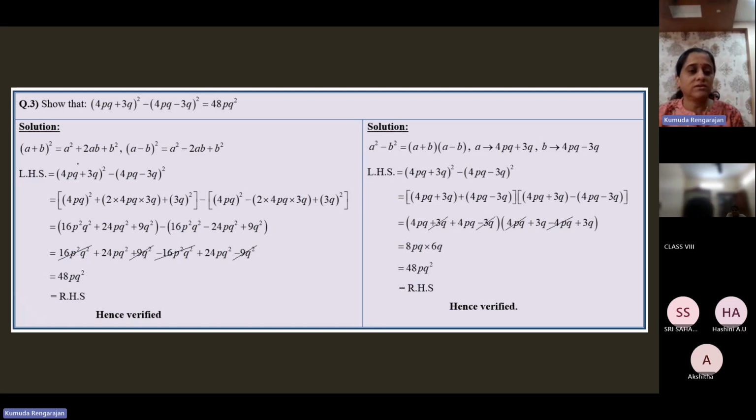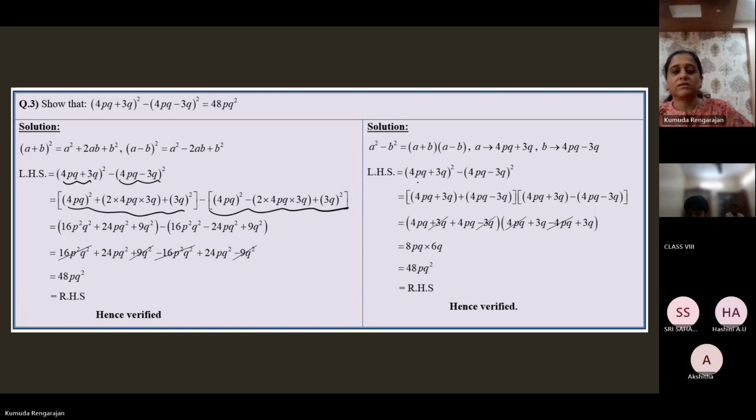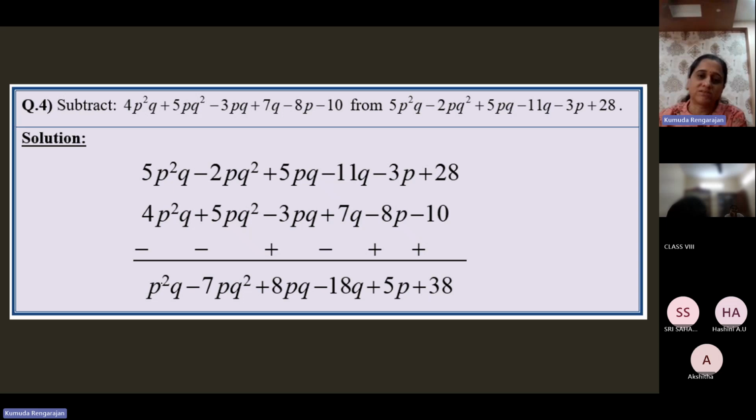Okay, so here in the first column, that is in the leftmost column, I've worked it using a plus b the whole square and a minus b the whole square. The right side column: a squared minus b squared, a plus b into a minus b. Subtract. You can work it either in the horizontal method or in the vertical method.